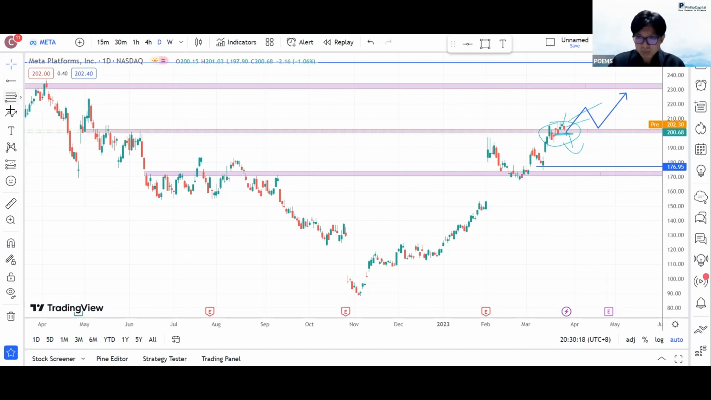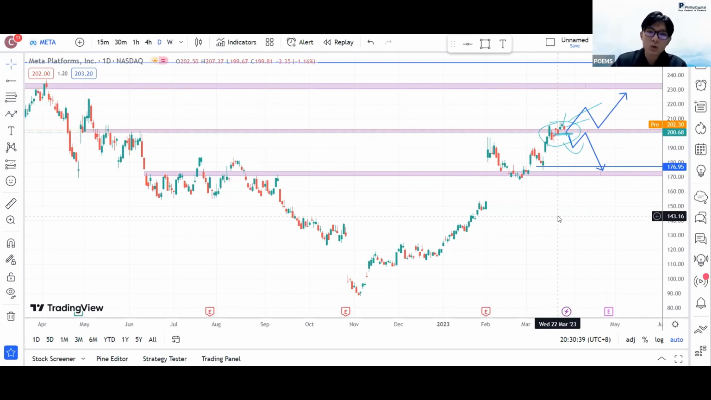Then the other one is what I explained earlier: if you see a bearish movement, you probably see another tap towards the resistance, dropping back down towards 170, 175. That's why I say as of today it is still a range bound area, but we just have to see how they close off for the week.